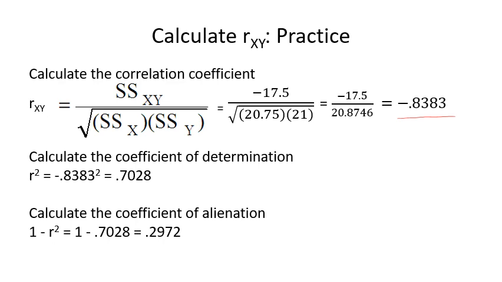So we calculated the coefficient of determination, which was that r squared. We get 0.70. We then do 1 minus that, and for the coefficient of alienation, we get 0.30. Let's interpret these. The coefficient of determination is essentially saying 70% of the variance in x is accounted for by y, and 70% of the variance in y is accounted for by x. Coefficient of alienation, 30% of the variance in x or 30% of the variance in y is not accounted for by the other variable.